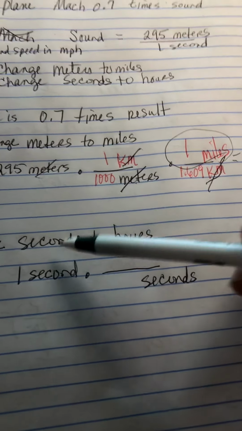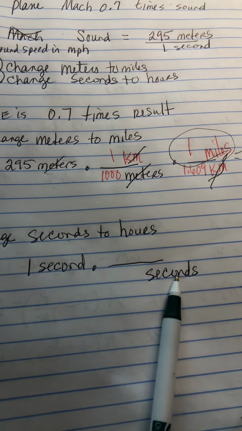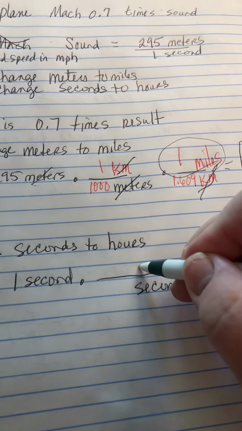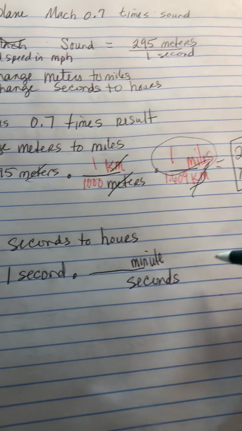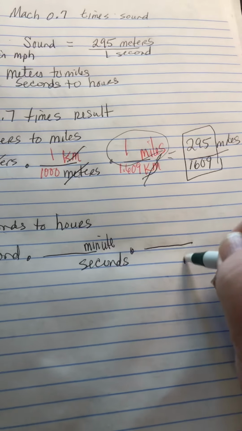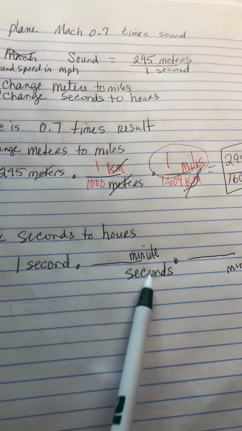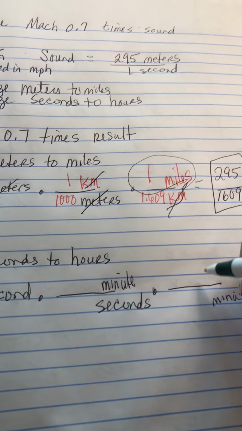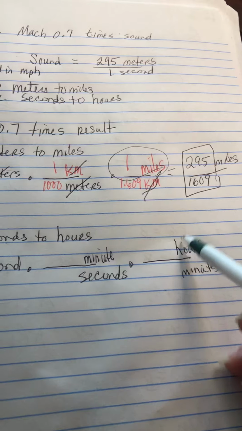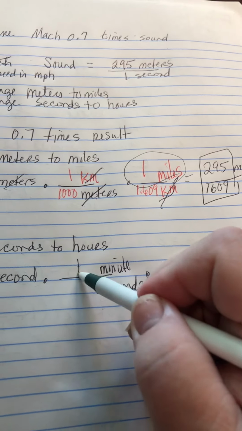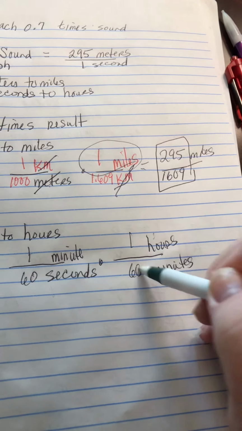I don't know how many seconds there are in an hour, so I'm going to set it up like this. Opposite labels are the same, and what I want to turn it into is actually minutes. I know how many seconds are in a minute, and then I'll change from minutes to hours. So again, I made sure these corner labels matched, and when we cancel out in a moment, the only thing that'll be left is the hours. In 1 minute, there's 60 seconds. In 1 hour, there's 60 minutes.